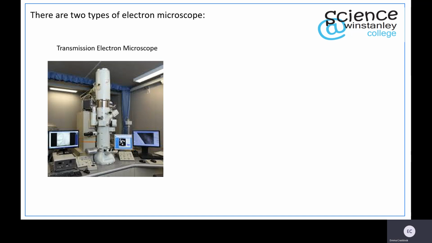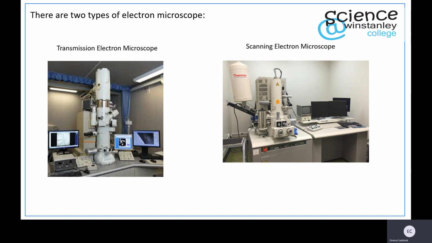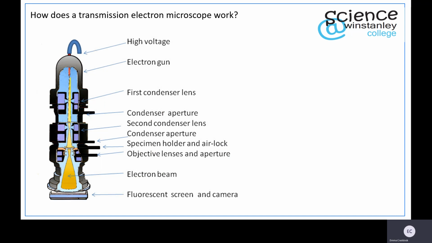There are two types of electron microscope. You have your transmission electron microscope and your scanning electron microscope. A transmission electron microscope has a resolving power of 0.1 nanometers, whereas your scanning electron microscope has a resolving power of 20 nanometers. The difference in these is due to the different ways they work, and that's what we're going to look through now. So how does a transmission electron microscope work?